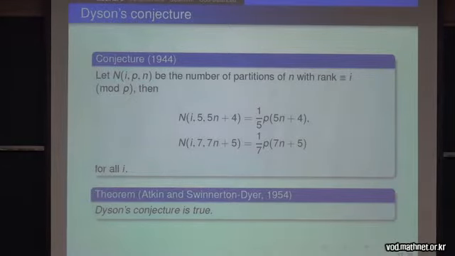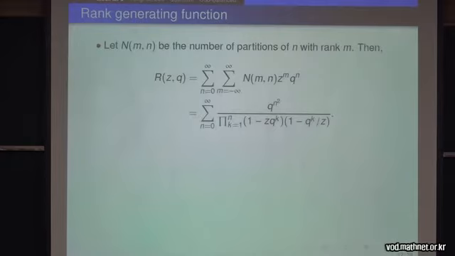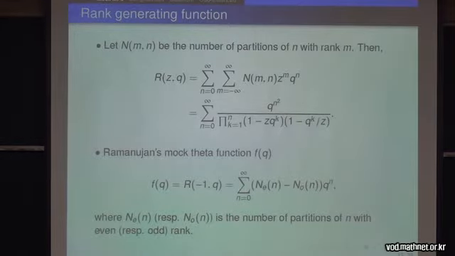So the partition rank was first introduced to explain Ramanujan's congruences, but surprisingly it is also related to Ramanujan's Mock theta function. If we define N(m, n) to be the number of partitions of n with rank m, then we can easily find a two variable generating function. In this two variable generating function, if we plug z into -1, then that is the same as the Ramanujan mock theta function f of q.